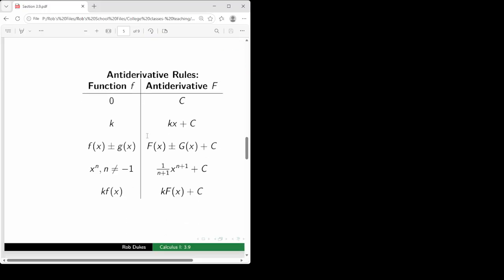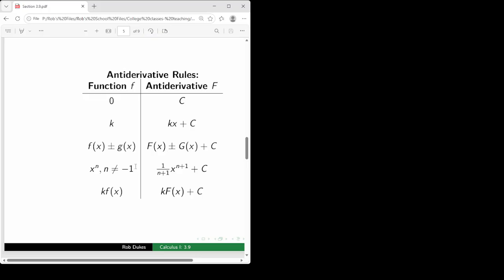All right, so let's look at the next. Here are some general rules that are worth knowing because they show up a lot. We know the derivative of a constant is 0, and therefore the antiderivative of 0 is a constant. If our function is a constant, its antiderivative will be a line. This is saying something has a slope of k, so the original function must be a line with slope k.